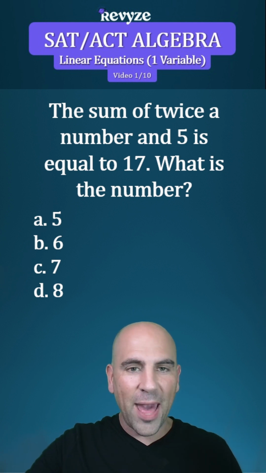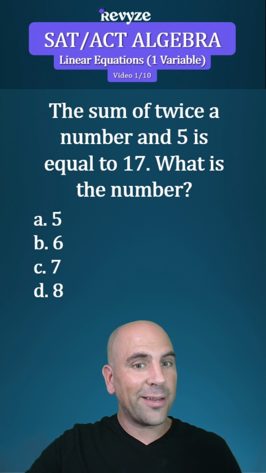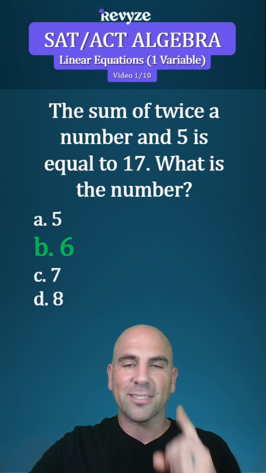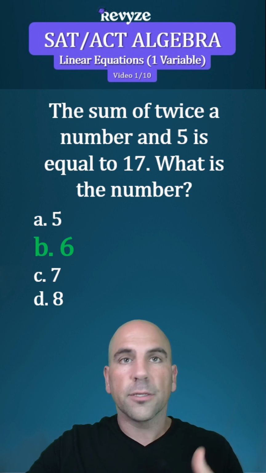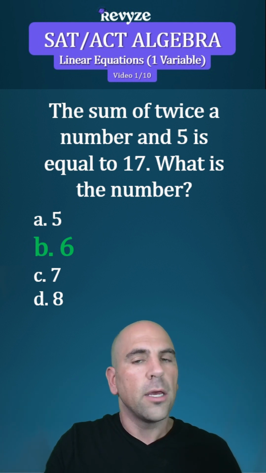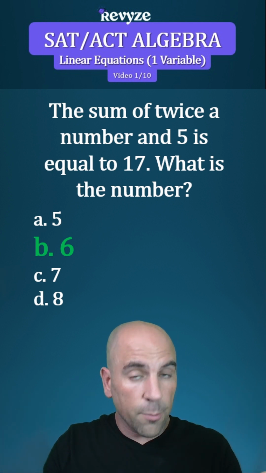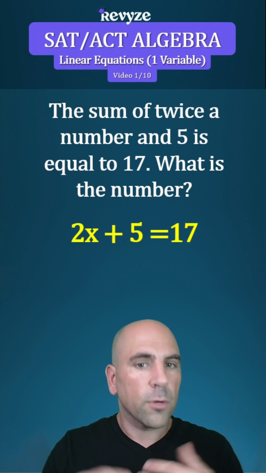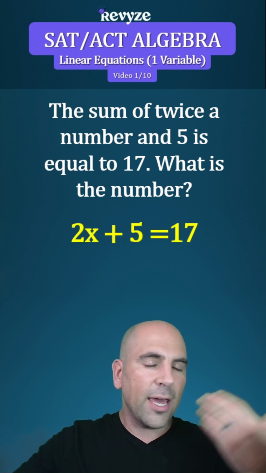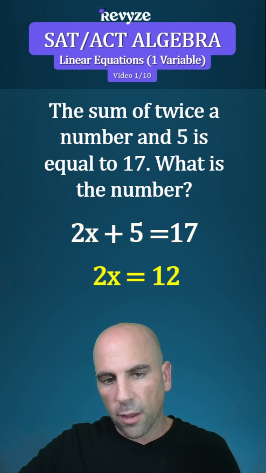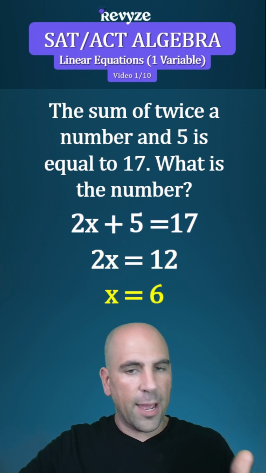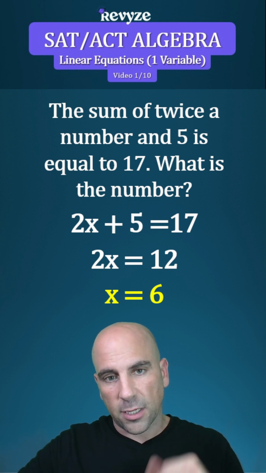All right, we're back. How'd you do? The answer is 6. I hope you got it. Well, here's how you can do it. What are we doing? We're adding. Sum tells us we're adding, right? And what are we adding? Twice a number and 5. And what's it equal? 17. And then just do the easy algebra here, and you've got 2x equals 12. Then when you divide both sides by 2, you get x equals 6.